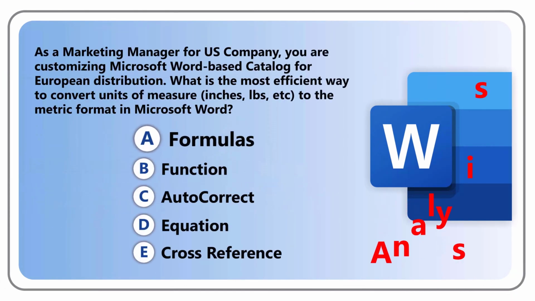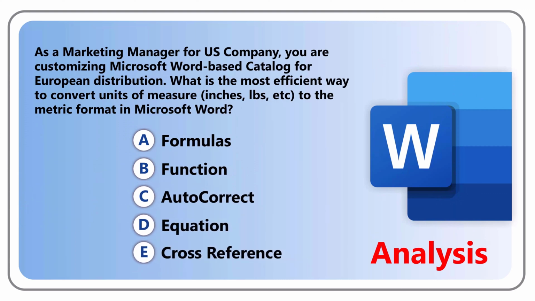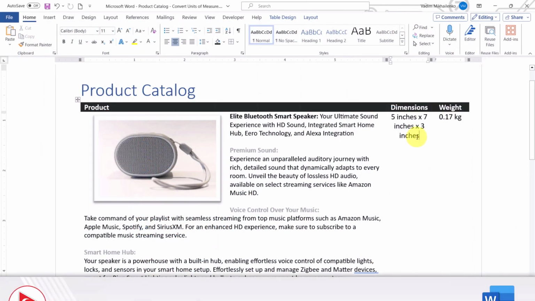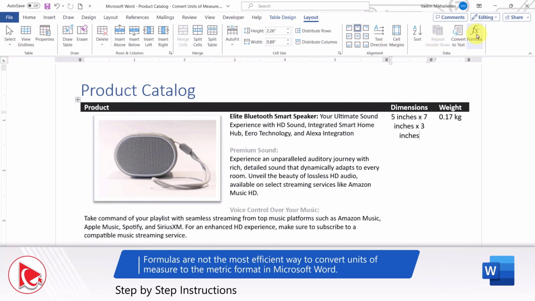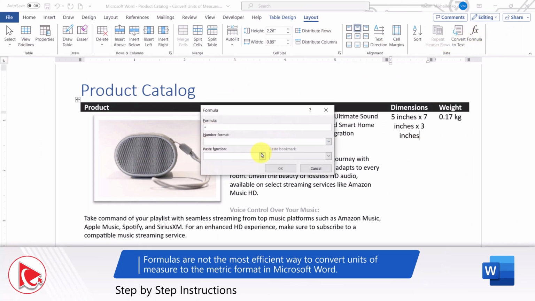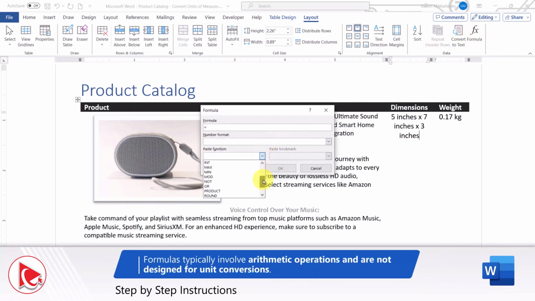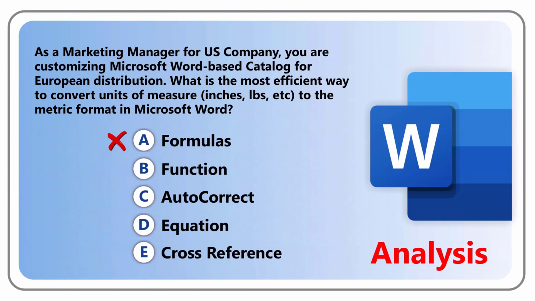Let's examine each provided answer option to identify the accurate solution. Let's start with option A. I think formulas are used for mathematical calculations, but they are not the most efficient way to convert units of measure to the metric format in Microsoft Word. In fact, formulas typically involve arithmetic operations and are not designed for unit conversion.